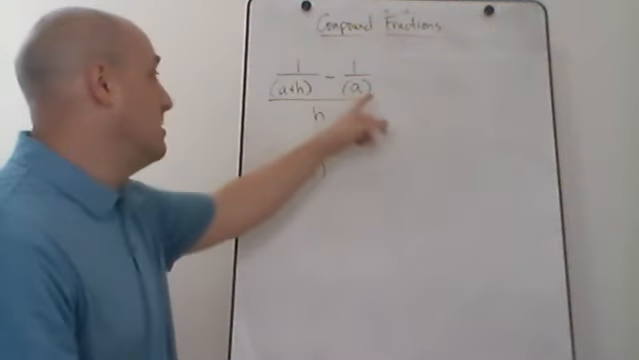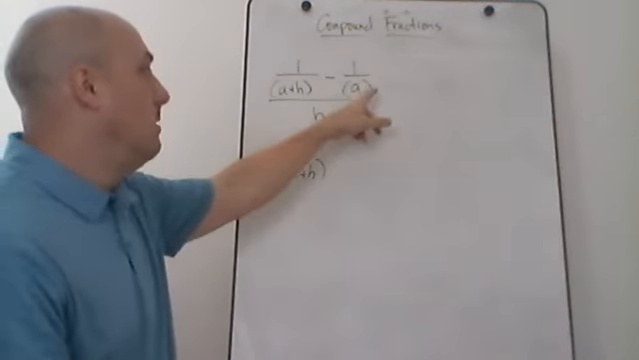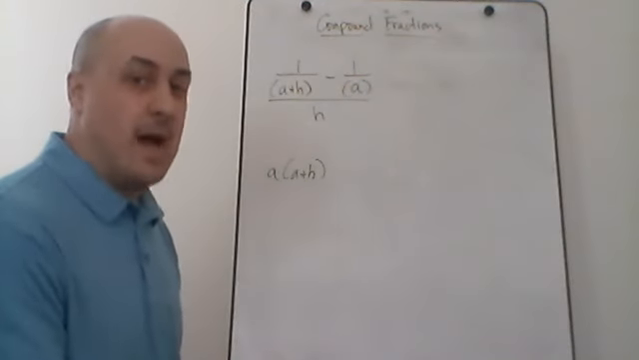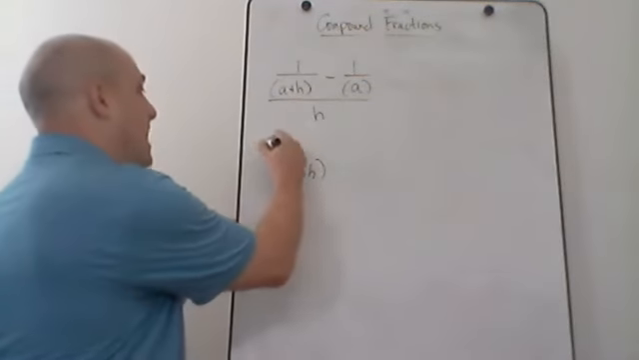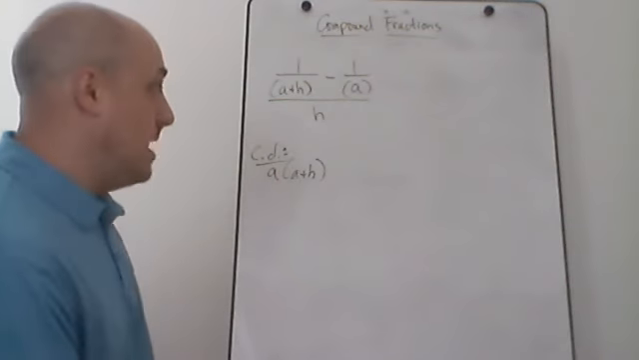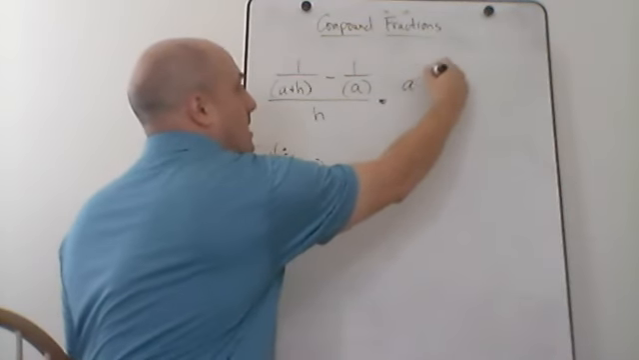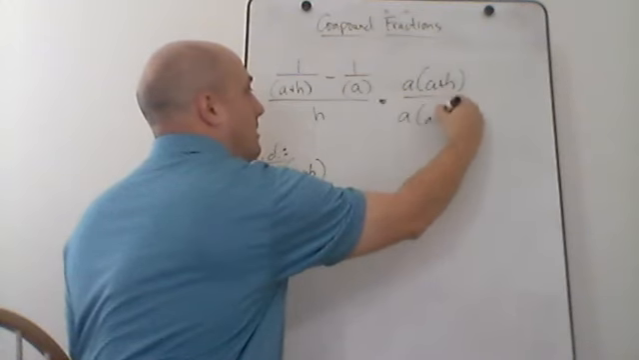Right? Think about it in terms of numbers. Like if a was 3 and h was 2, well, this would be 3 and this would be 5, and they don't have anything in common. So the a and the a plus h are two different factors. That's going to be my common denominator, right? It's going to be a times a plus h. So what I do then is I take my larger fraction and I multiply both the numerator and denominator times a plus h.